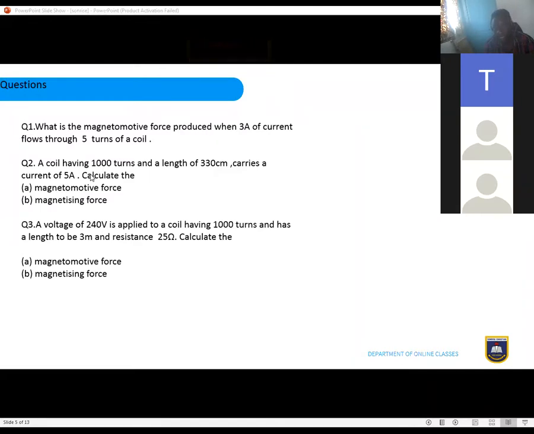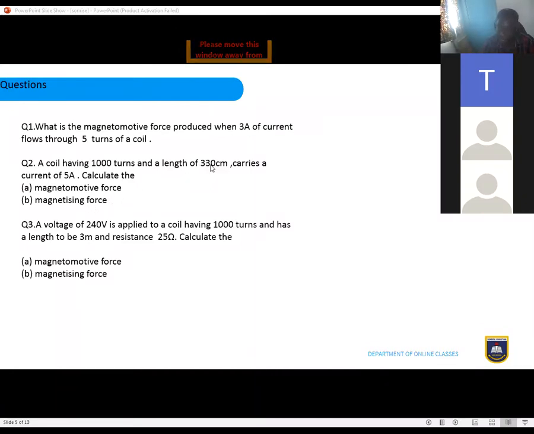What did you get? Tell us your answer. You see, the first one, they just multiply the current with the turns. So 5 times 1,000, that's 5,000. After getting the 5,000, you divide it by the length. Yes, sir, I have the answer.